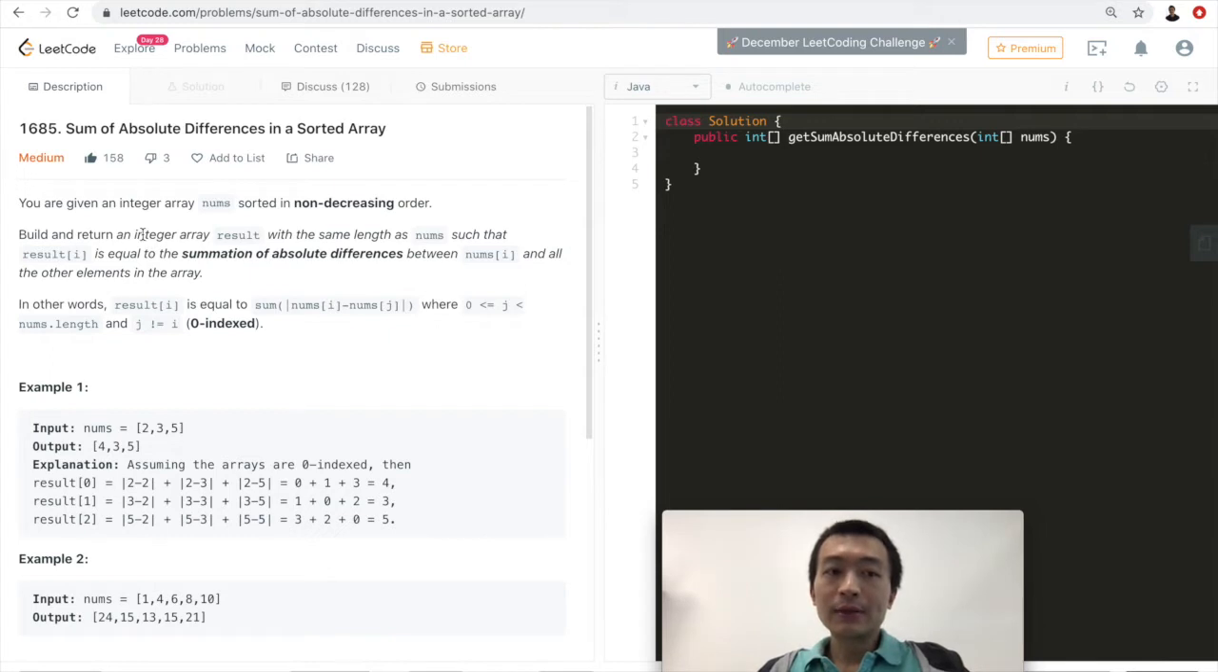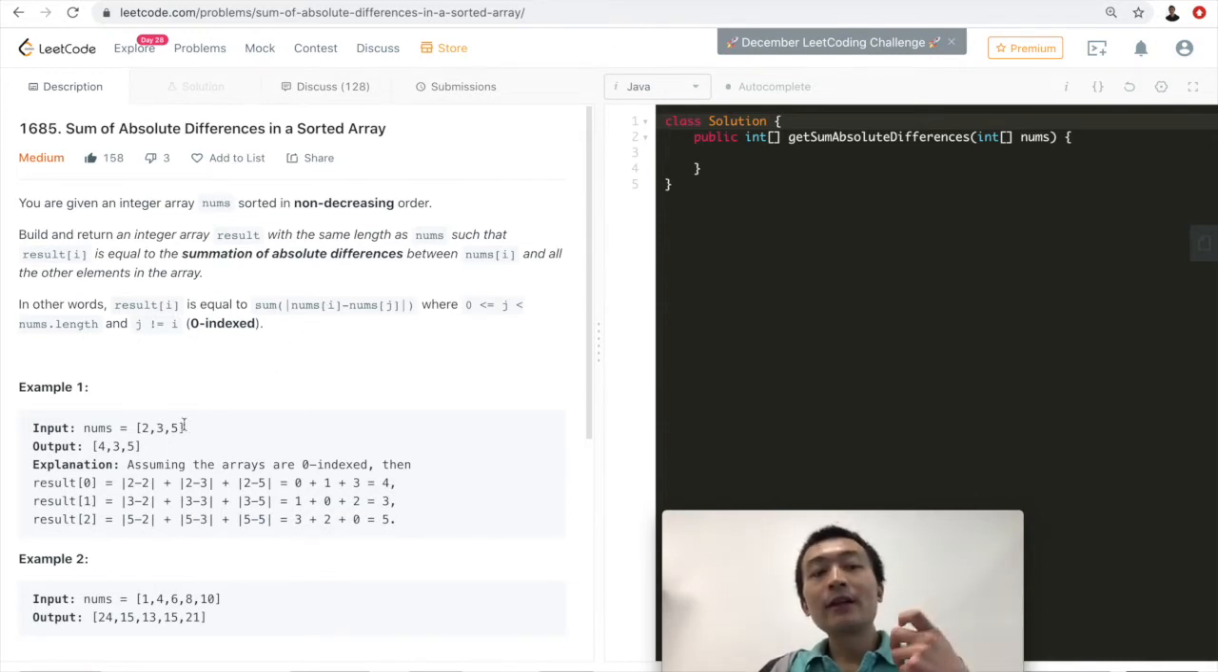So it's asking us to build and return an integer array result with the same length as nums such that result[i] is equal to the summation of absolute differences between nums[i] and all the other elements in the array. Let's take a look at what this means. In other words, result[i] is equal to the sum of the absolute difference between nums[i] and nums[j], where j is greater than or equal to 0 and smaller than the total length of the given array nums, and j doesn't equal i. It's 0 indexed.